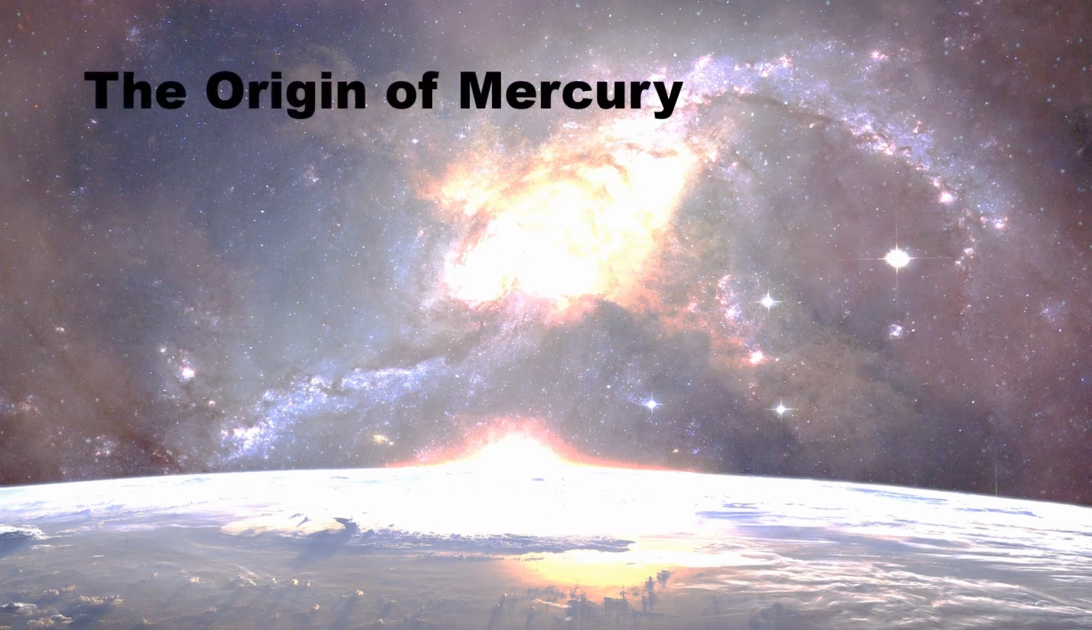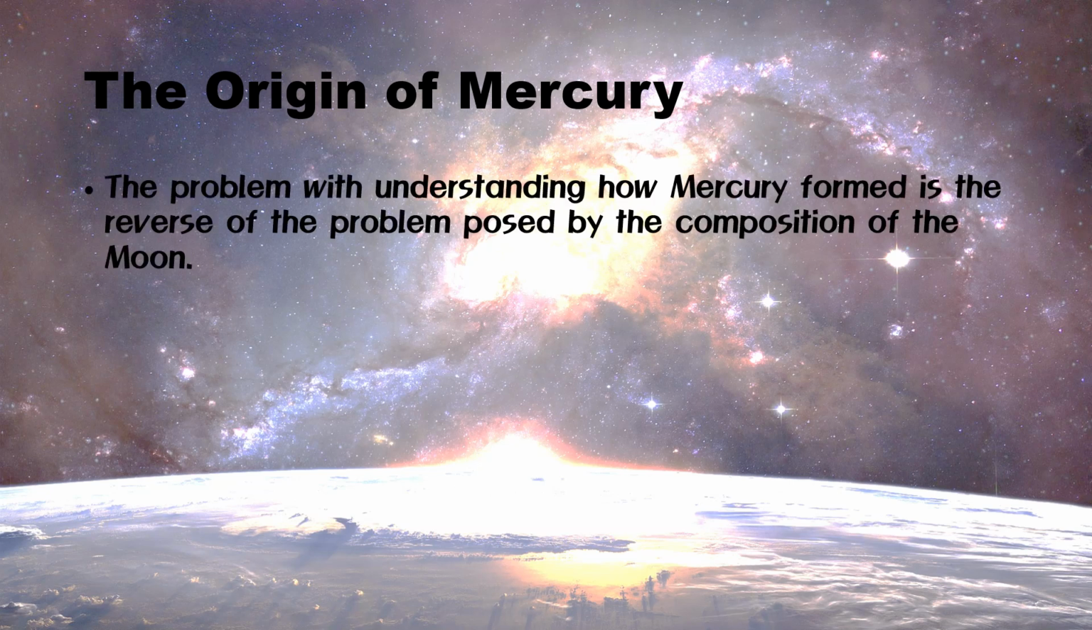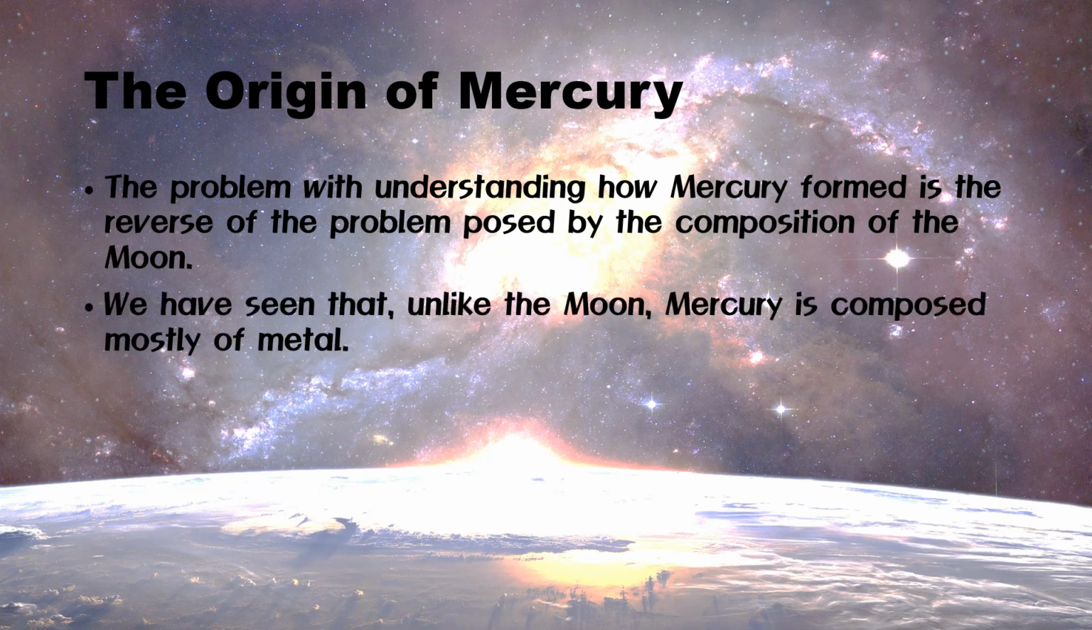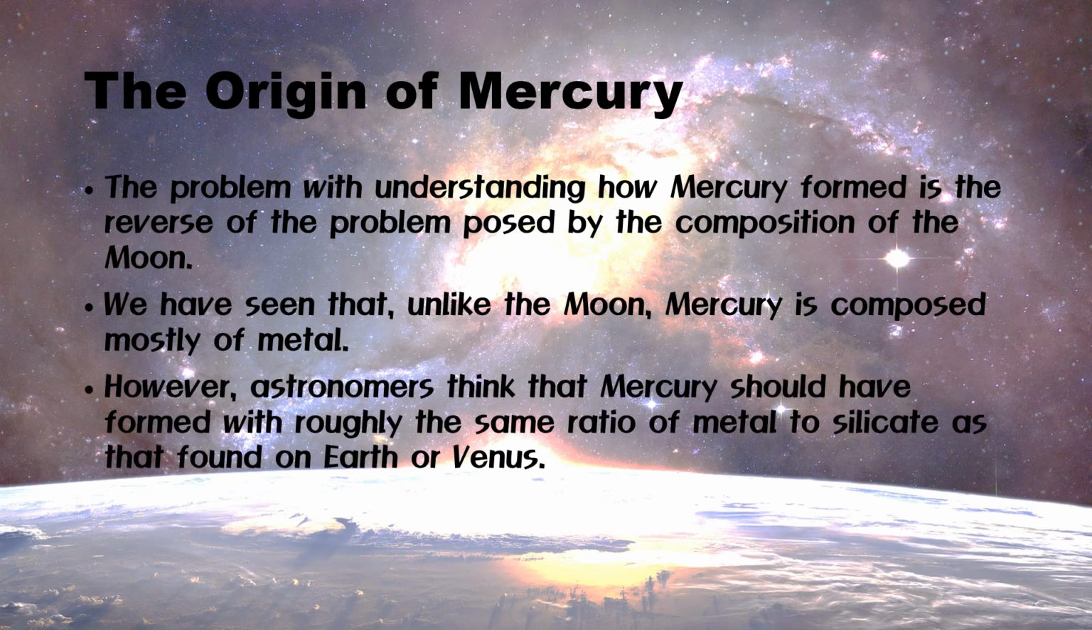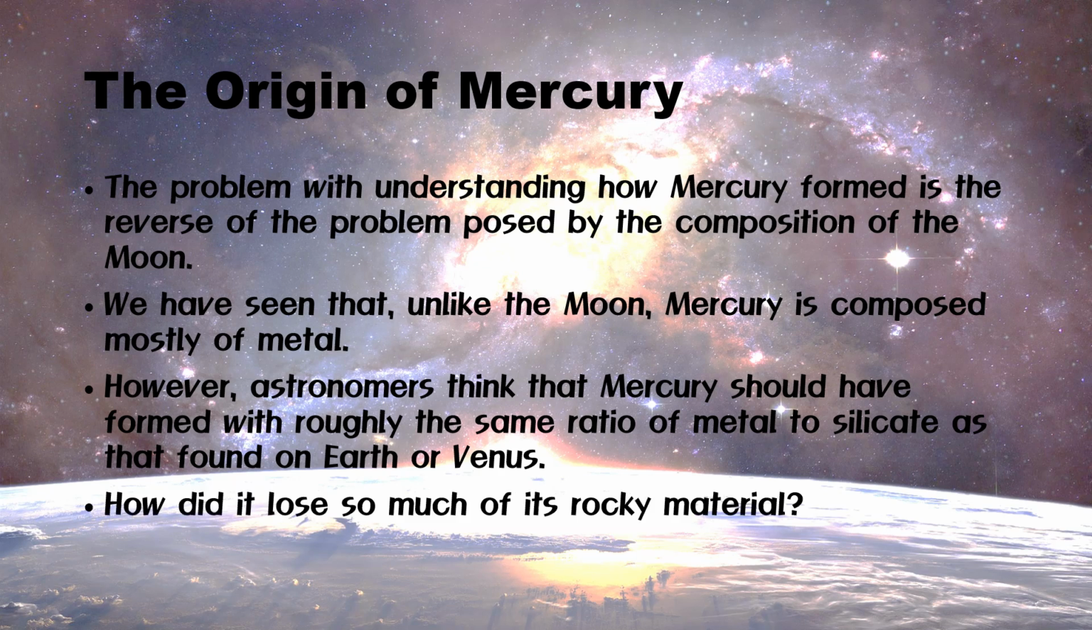So that gets us wondering about how Mercury actually came about. What was its origin? Well, the problem with understanding how Mercury formed is the reverse problem that we have posed by understanding the composition of the moon. We've seen that, unlike the moon, Mercury is composed mostly of metal. However, astronomers think that Mercury should have formed with roughly the same ratio of metal to silicate as what's found on Earth or Venus, because again, it's a part of the same celestial band. So the question begs, how did Mercury lose so much of its rocky material?